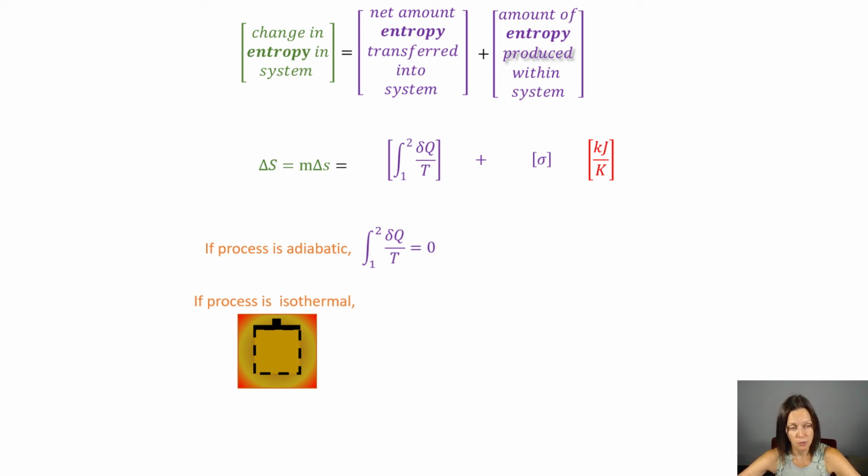If it's isothermal, then the temperature everywhere in the system, including along that boundary where this integral is evaluated, is just going to be that temperature. It's isothermal, so it's going to be the temperature during that process. An example of that would be a constant pressure phase change, but for any isothermal process, this is the equation that you would use.